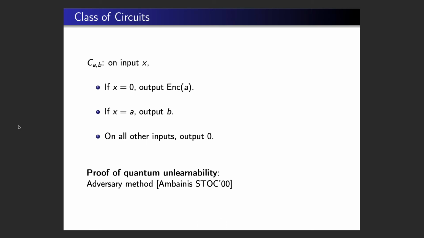So we can show that if A and B are chosen from the uniform distribution, then there doesn't exist any QPT algorithm with oracle access to C_AB that learns A and B, right? And this can be shown using the adversary method by Ambainis.